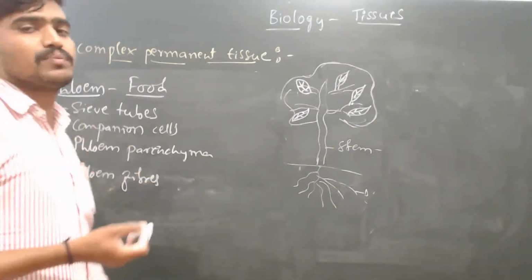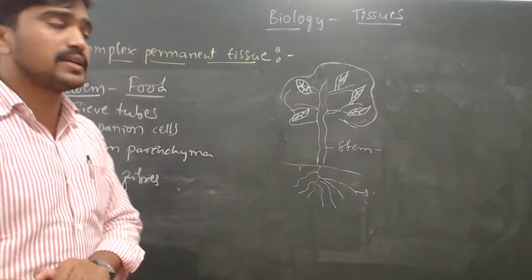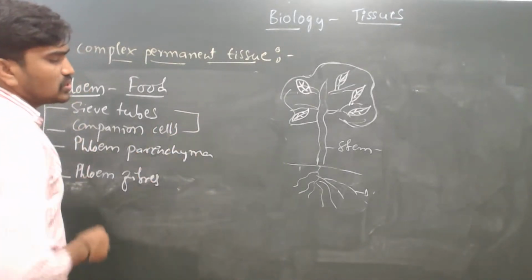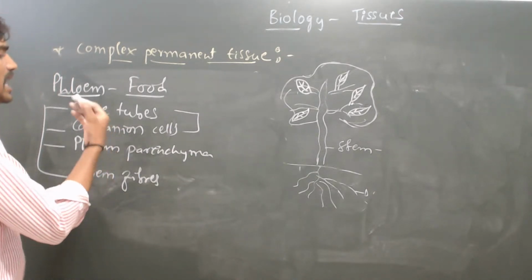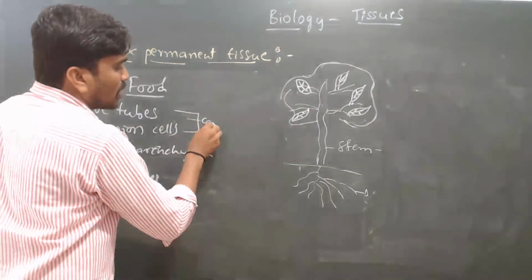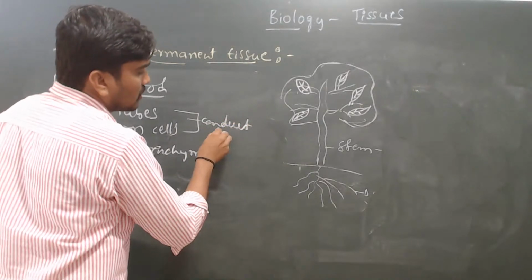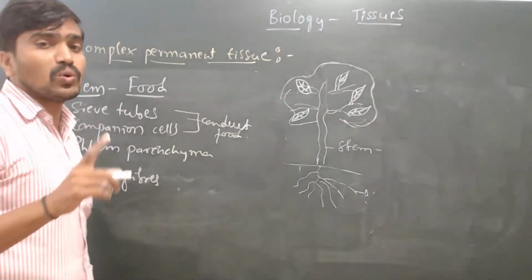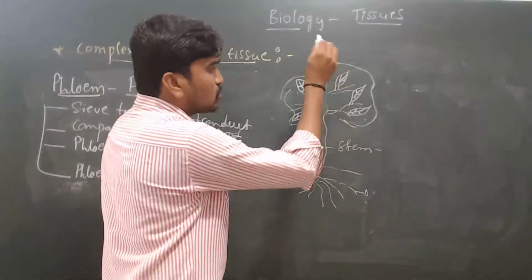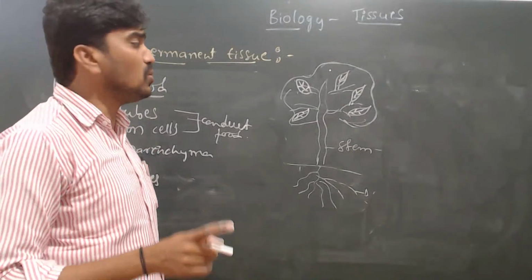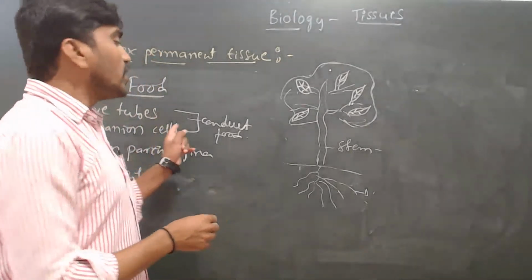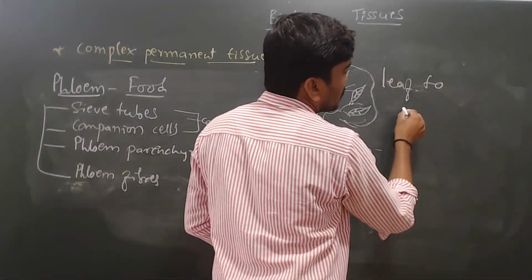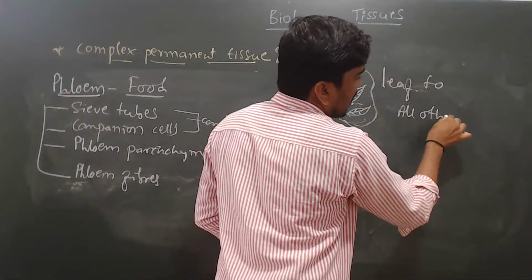In xylem, tracheids and vessels help to conduct the water. In the same way, in phloem, these two cells, which ones? Sieve tubes and companion cells help to conduct the food. Xylem helps to conduct the water from roots to all parts, but phloem helps to conduct the food from the leaf to all other parts of the plant.